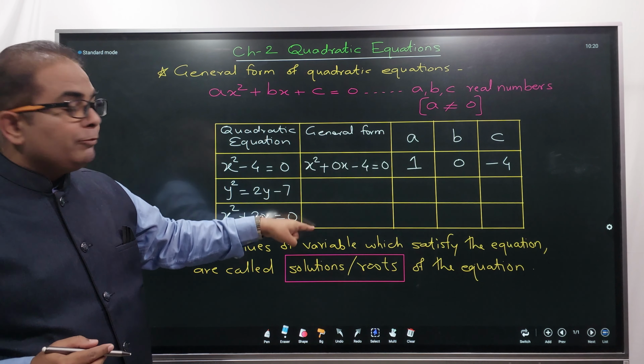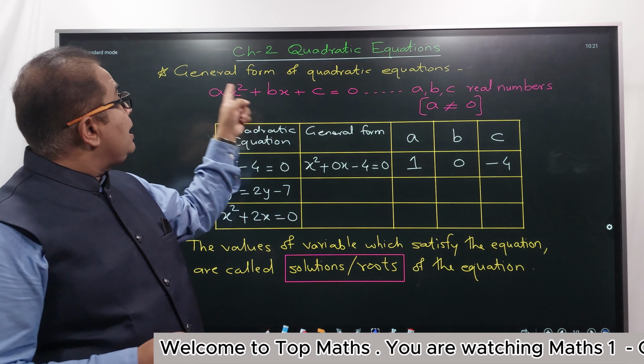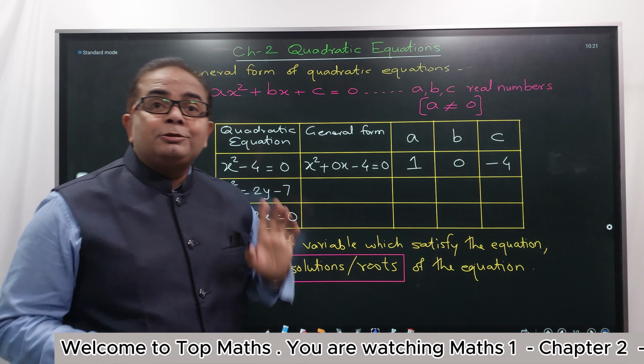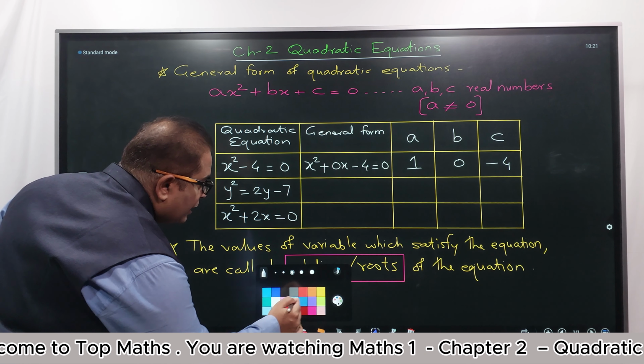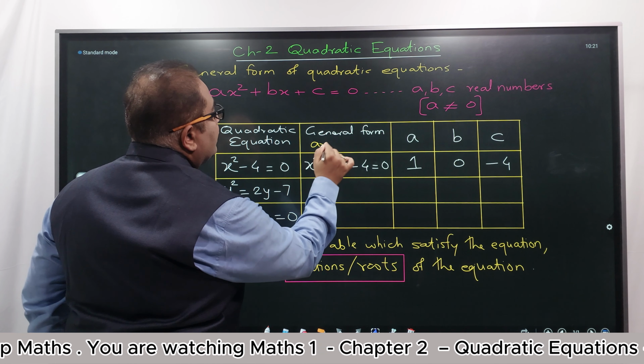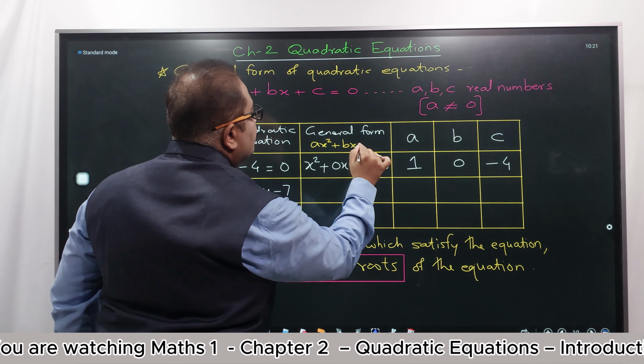Here when they write x square minus 4, the middle term bx is missing, right? So what should be the general form? x square plus 0x minus 4 is equal to 0. Means what? If I write 0x, the value itself is 0, correct? And if I add 0 in any equation, the value will not change. But the equation changes into the form ax square plus bx plus c is equal to 0. General form means I require ax square plus bx plus c is equal to 0.